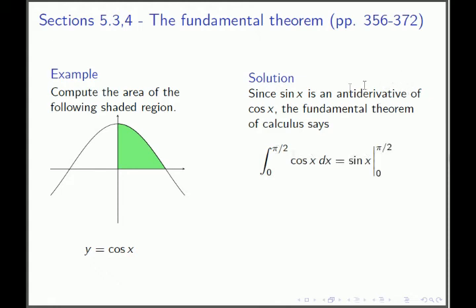Okay, well, the fundamental theorem tells me to use the antiderivative, sine x, and evaluate that from 0 to pi over 2. In other words, I just plug in pi over 2 into sine, and then I plug in 0 into sine, and I take the difference. Sine of pi over 2 is 1, and sine of 0 is 0, and that difference is 1, which tells me that the area of this region is exactly 1.